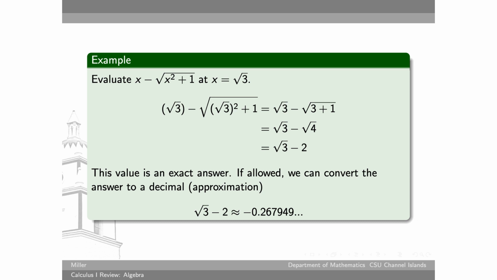Notice, evaluating the expression gives us an exact answer, in this case, root 3 minus 2. If allowed, we can convert an answer to a decimal, which we often view as an approximation. In this case, root 3 minus 2 is approximately equal to negative 0.267949, and the decimal expansion goes on. Any finite decimal expansion of this number would be an approximation.